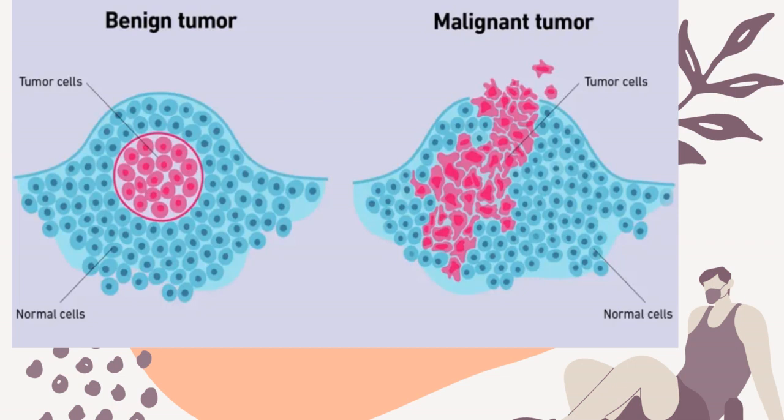Metastasis, that means spreading from one tissue to another tissue, is totally absent for the benign tumor, and it is found for the malignant tumor. So these are actually the differences between the benign tumor and the malignant tumor.